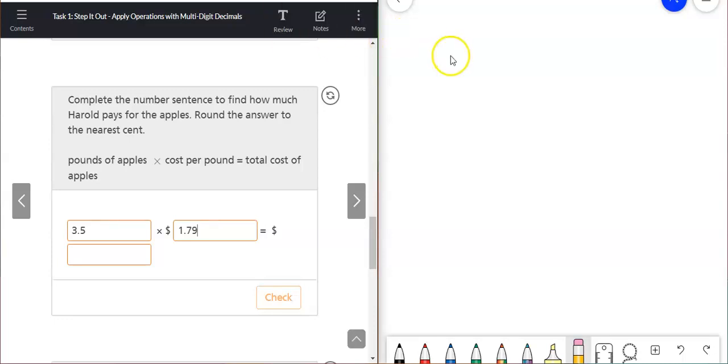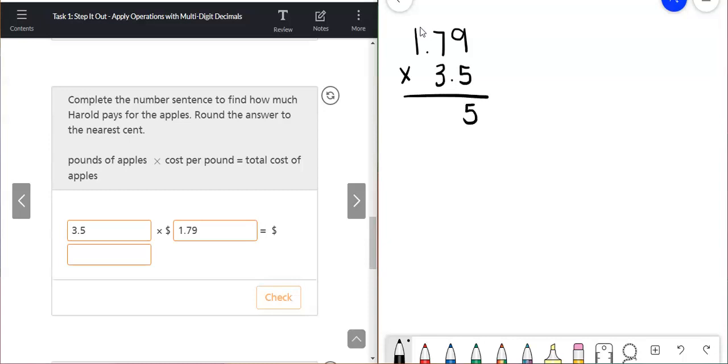So we're going to come over to our work paper. I'm going to put 179 on top because I like my longer numbers on top. 9 times 5 is 45. 35 plus 4 is 39. 5, 6, 7, 8. Go to our 0. 3 times 9 is 27. 7 times 3 is 21, plus 2 is 23.